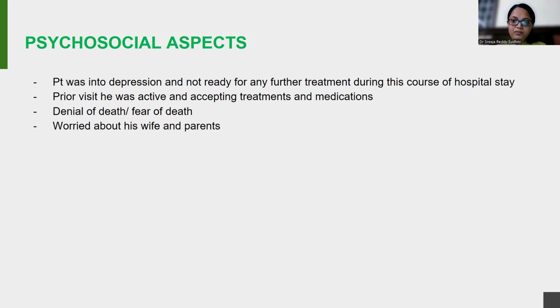What were the psychosocial aspects which we were concerned about? In the span of 2 months, the patient had 2 visits. We can notice a change in the patient between the last visit and this visit. When the patient was there in the prior visit, he was very active. He was accepting all the treatments, all the medications, and he used to ask all the questions, all the doubts and everything. But in this admission, the patient was into depression. He was not ready for any further investigations, further treatment or anything. We can notice that change in the person's acceptance, and there can be a fear of death or impending death or a denial of death, might be into depression. And he was also worried about his wife and also the parents.